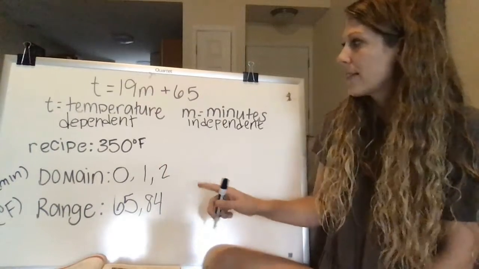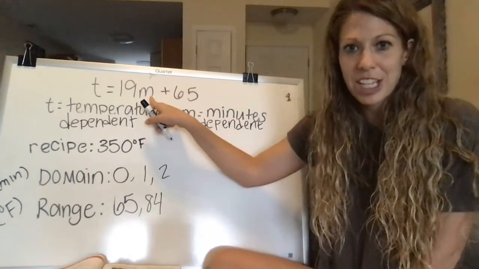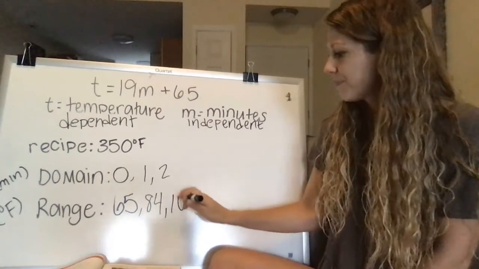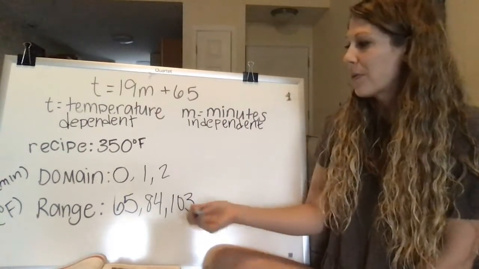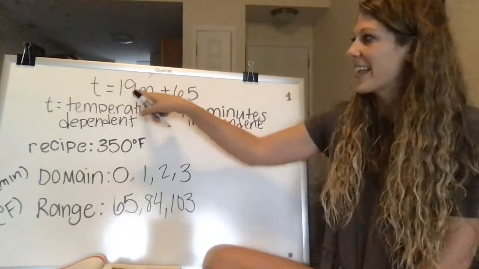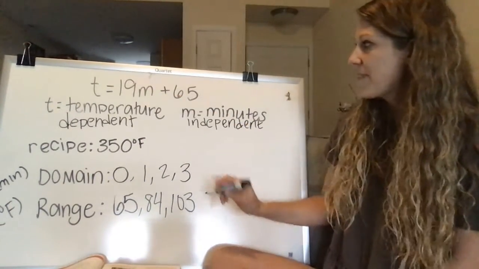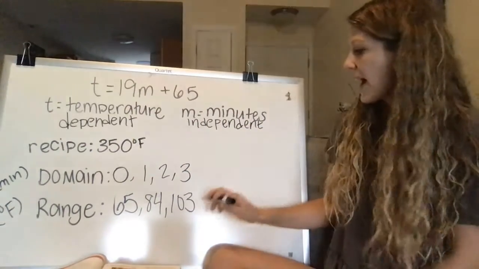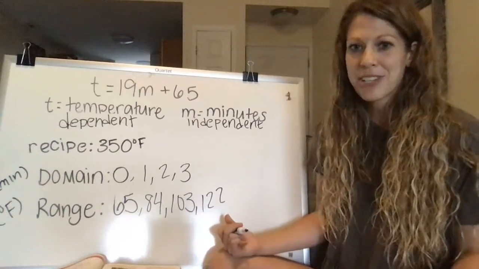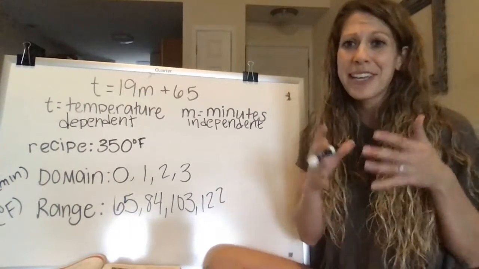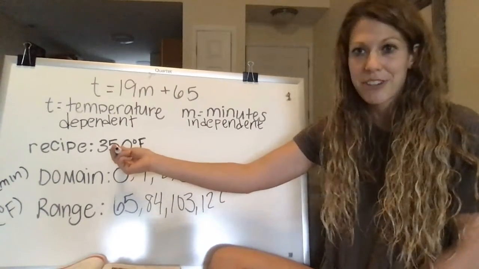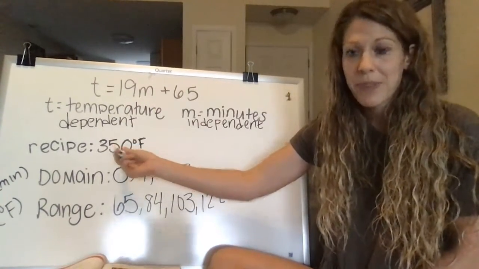Let's move up to 2 minutes. 19 times 2 is 38, plus 65 is 103. So we're still not up to 350 degrees. Let's try another one. 3 minutes. So we've got 19 times 3, that would be 57 plus 65. We're at 122. So after 3 minutes, our temperature is at 122 degrees. And you can keep going and keep going. We're not going to stop though until our range reaches 350 degrees because that's our goal.